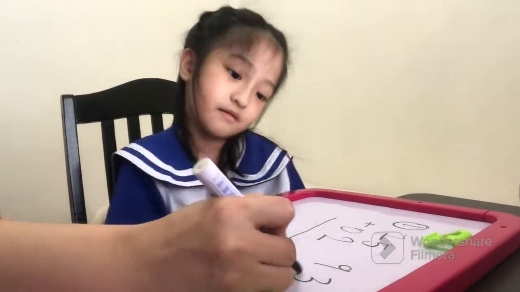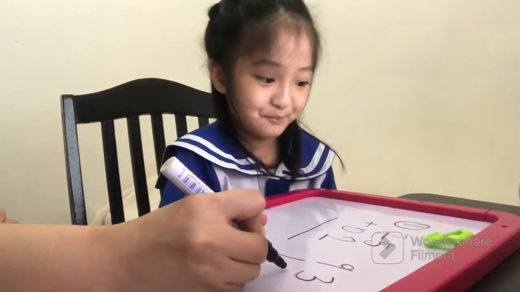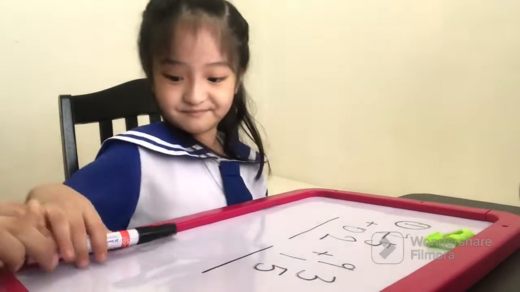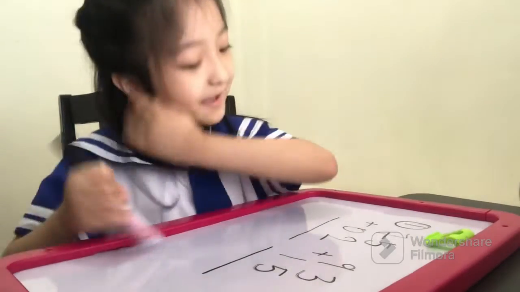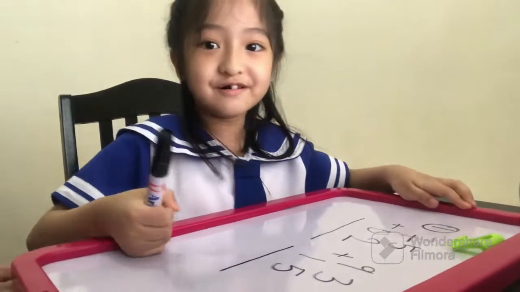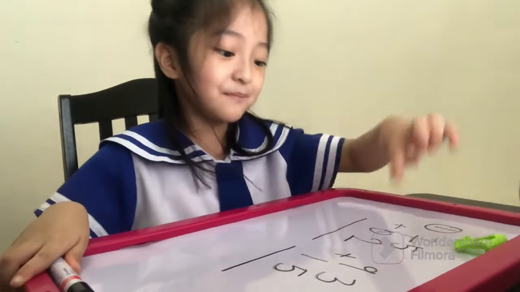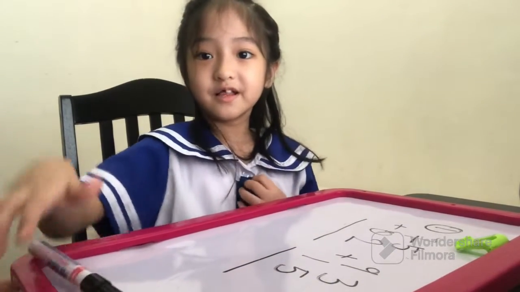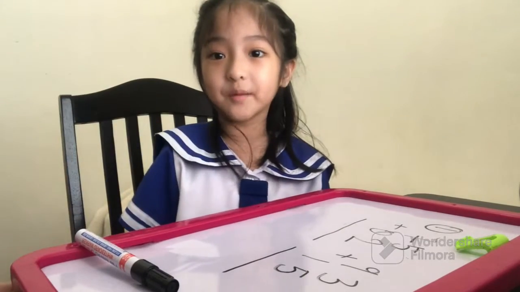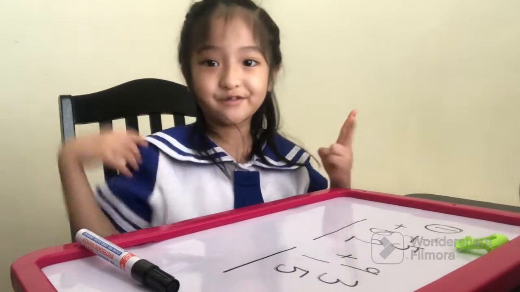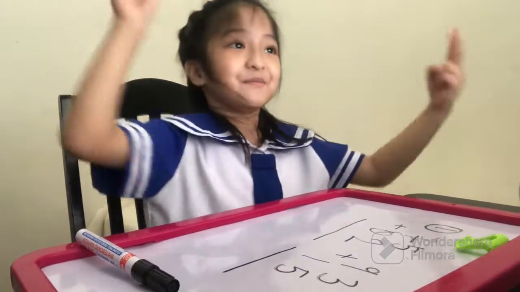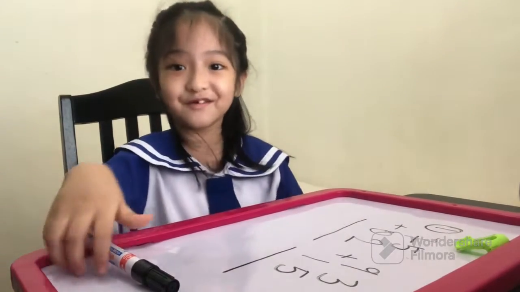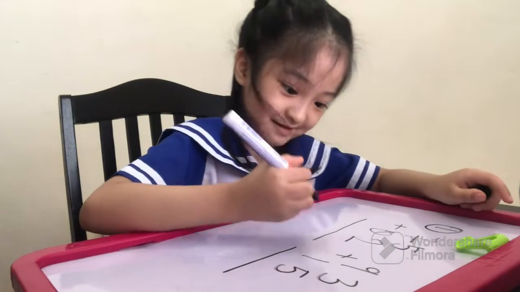Next, two. First, you will answer the ones. So we're going to find the sum of some ones. First, you look for the smallest number. The smallest number is 2, and we're going to count 5. Continue counting. 5, 6, 7. So the answer is 7, guys.